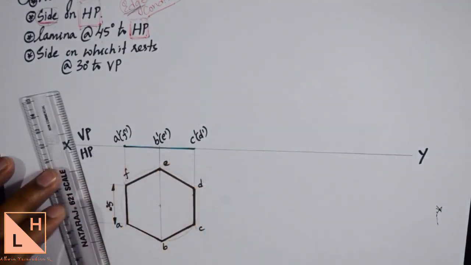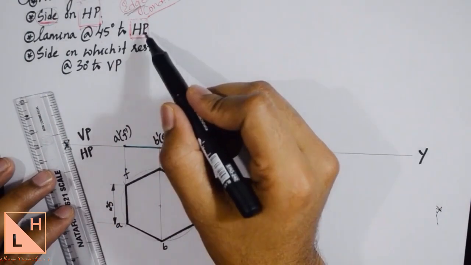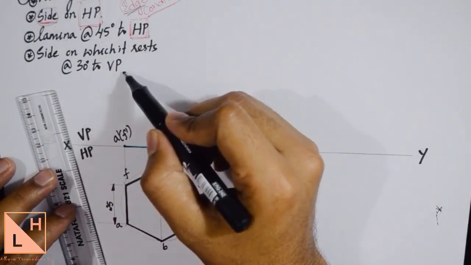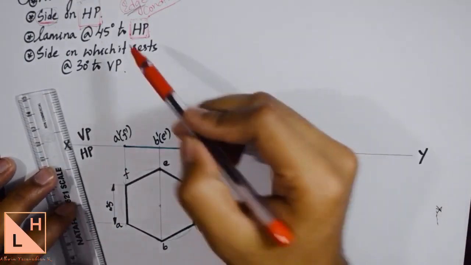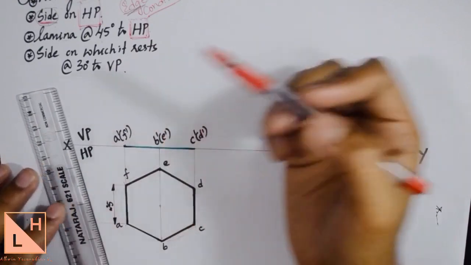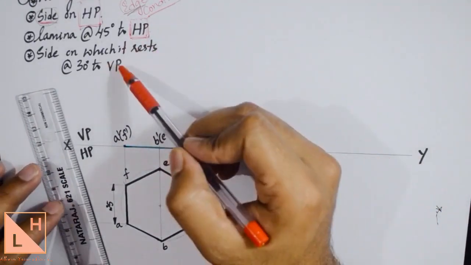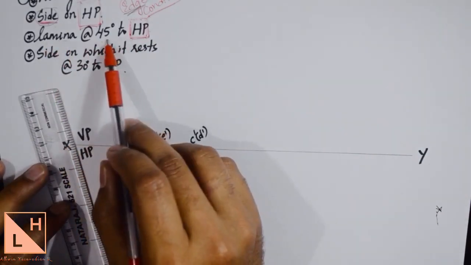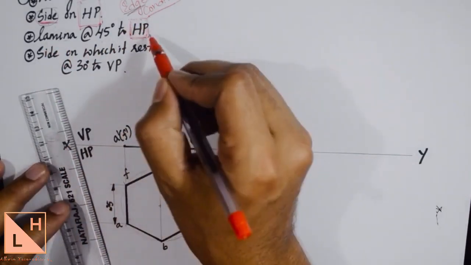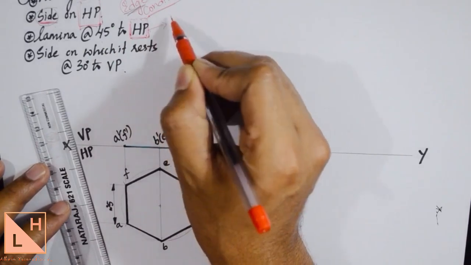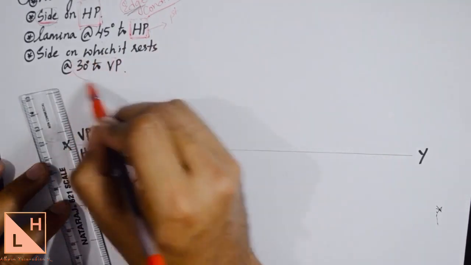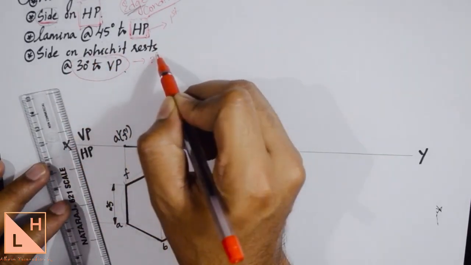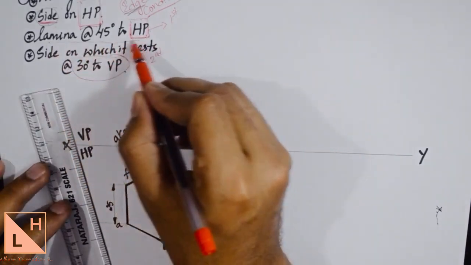Now as I've told you, in this problem also you're going to have two conditions, one with HP, one more with VP. Which one to take first, whether HP condition or VP condition? As I told you in the previous problems also, you just have a look where the lamina is inclined to. The lamina is inclined at 45 degree to HP. So the condition with HP will be taken first, and then the condition with VP will be taken second. So we'll consider the condition with HP right now.